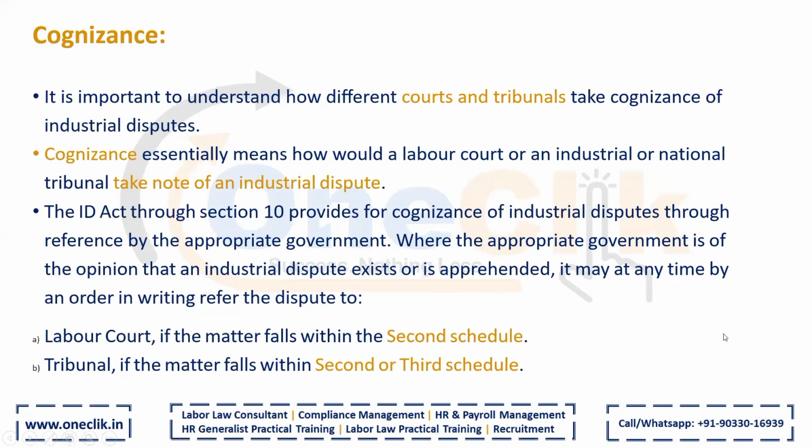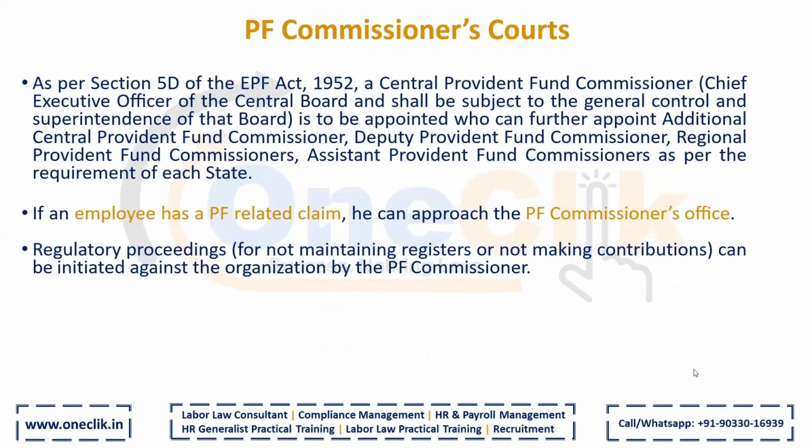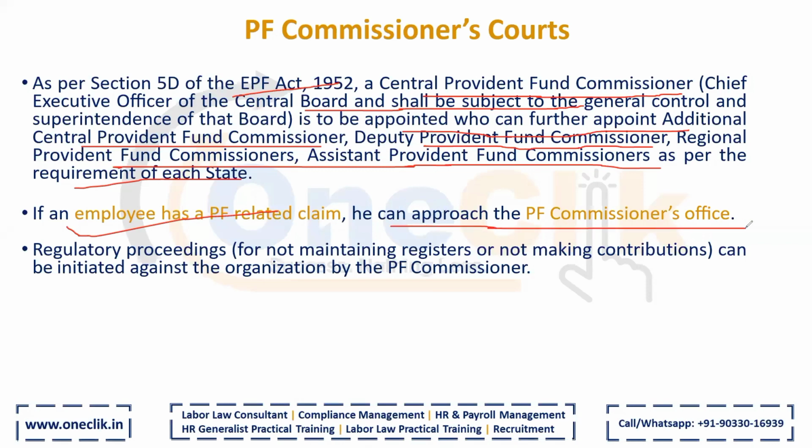Just an overview it was. Now the PF Commissioner Code, it is also important. Under the EPF Act 1952, they have the Central PF Commissioner, who is the Chief Executive Officer of the Board, appointed, who can further appoint additional Central PF Commissioner, Deputy PF Commissioner, Regional PF Commissioner, Assistant PF Commissioner as per the requirement for each state. Right? So if an employee has any PF related problem, claim issue, transfer issue, withdrawal issue, directly he or she can approach the PF Commissioner office.